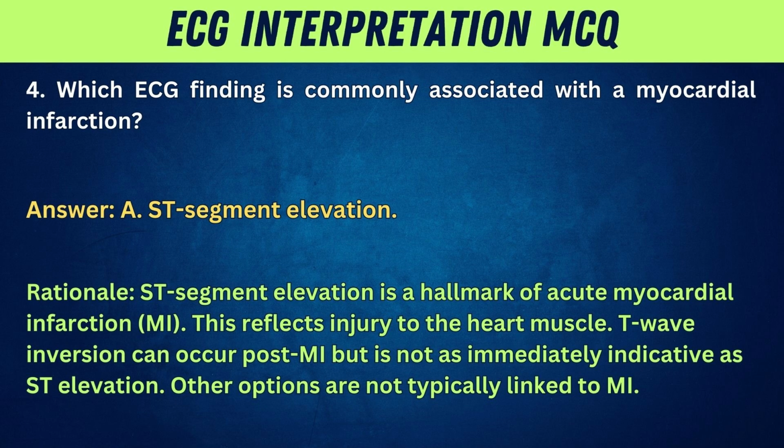ST segment elevation. Rationale: ST segment elevation is a hallmark of acute myocardial infarction, MI. This reflects injury to the heart muscle. T-wave inversion can occur post-MI, but is not as immediately indicative as ST elevation. Other options are not typically linked to MI.